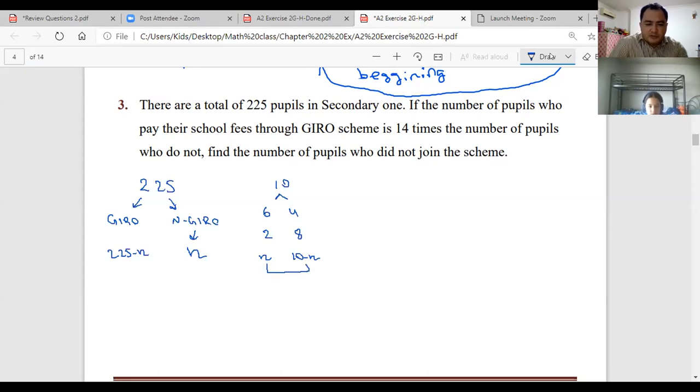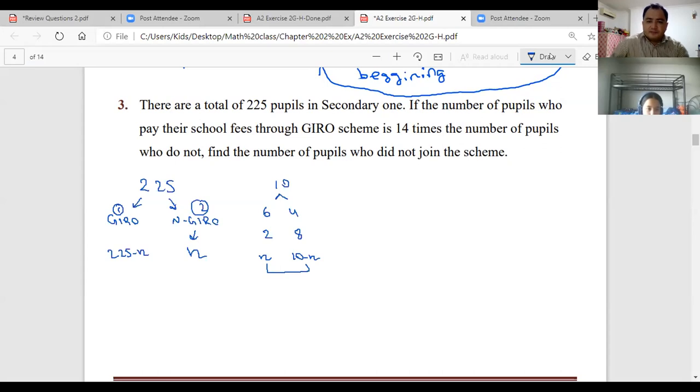So here, we have 225 people. They are making their payments in two different ways. That is the first method, and that is the second method, right? In the second method, we need to find this. That's why I'm using N for the number of people who didn't join the scheme. So that is N. The remaining people will be 225 minus N.